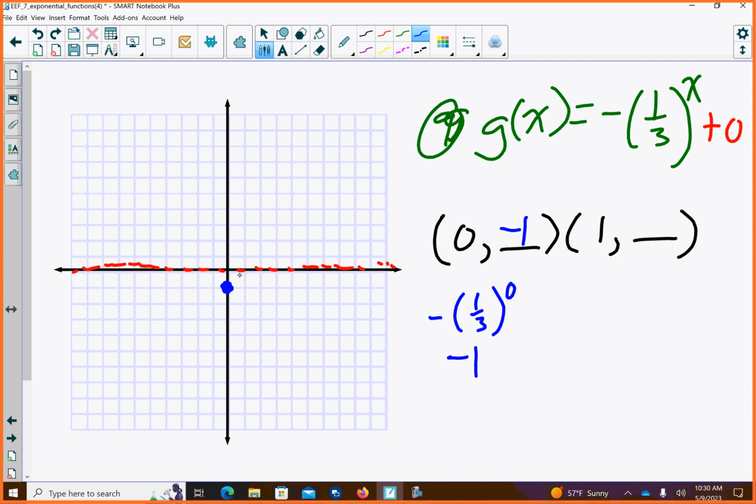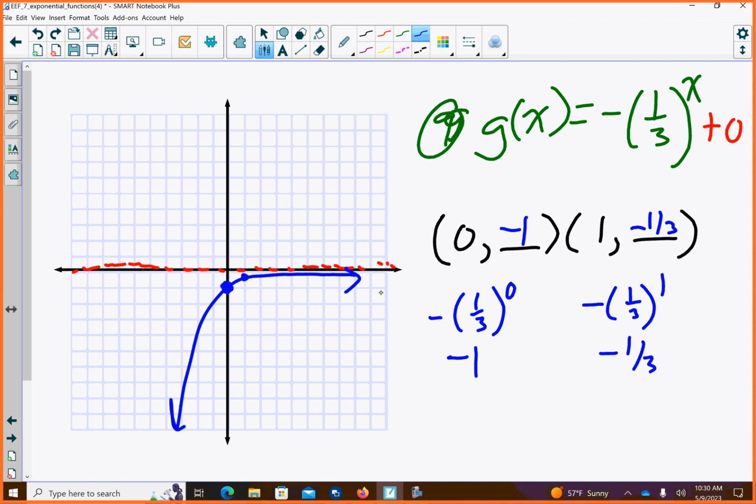Gotta be cautious on those. Now I'm going to plug 1 in, so I get negative 1/3 to the first. 1/3 to the first is just 1/3, so I get negative 1/3. 1 comma negative 1/3 is like right here. So this is what it looks like.